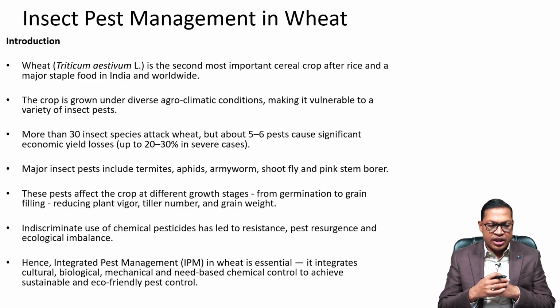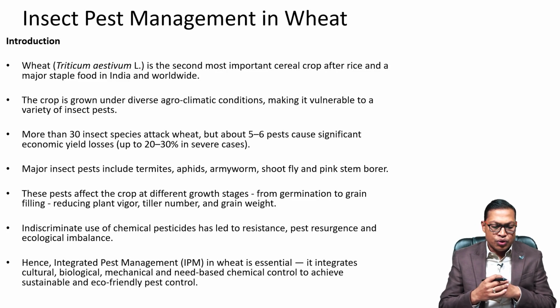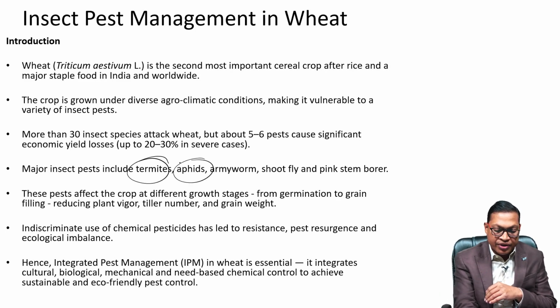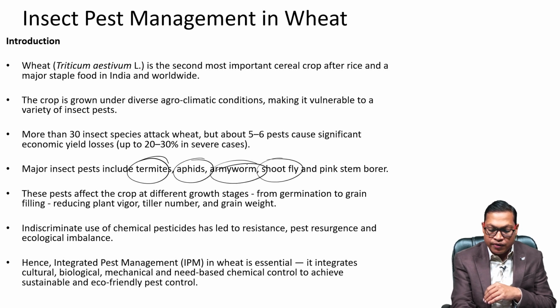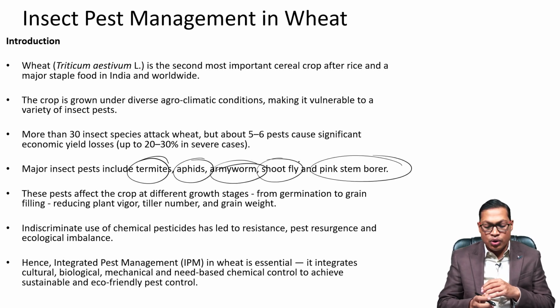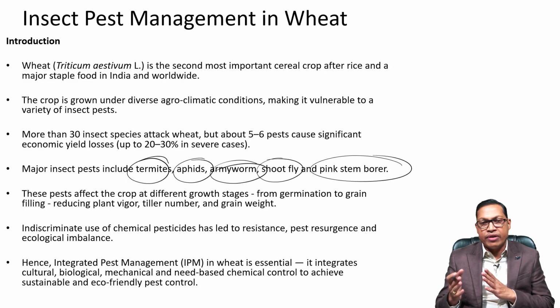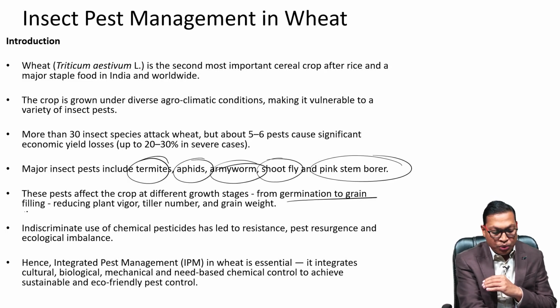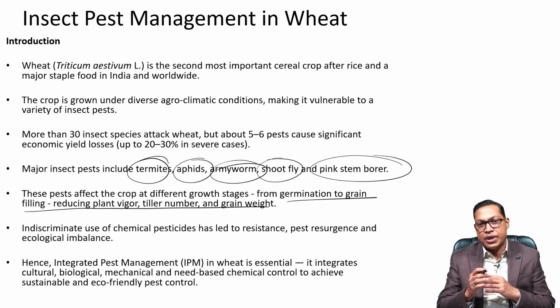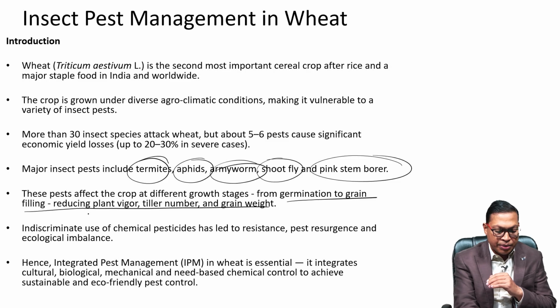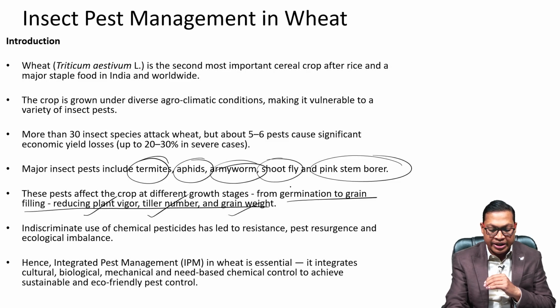Then next is insect pest management in wheat. Wheat is also an important crop where we can see different types of problems: termites, aphids, armyworm, soot fly, pink stem borer. From germination up to grain filling, we have to reduce the insect pests because they reduce plant vigor, tiller number and grain weight.